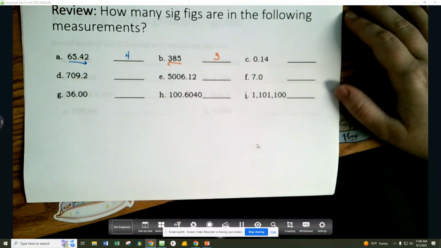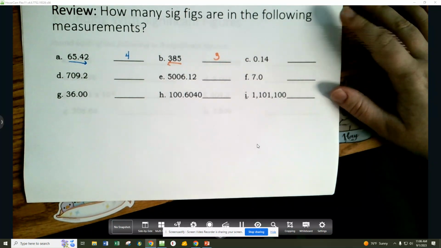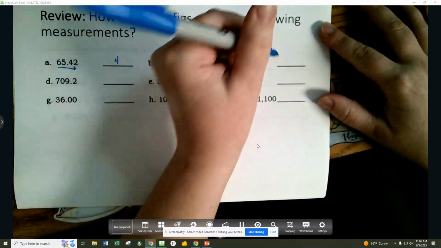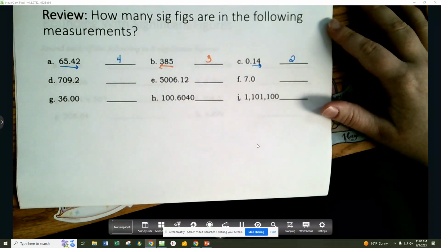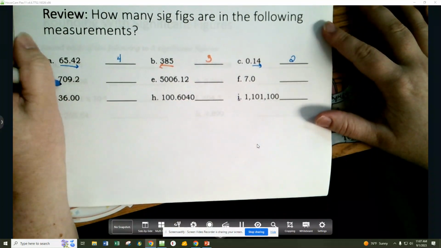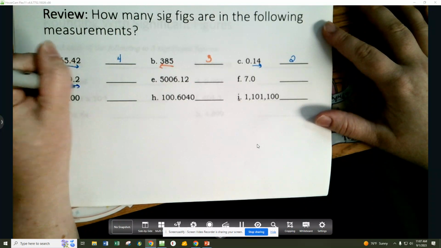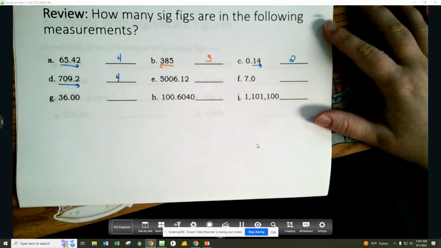In C, we have 0.14. It's going to use the Pacific rule. Again, as you read left to right, you start at your first non-zero. Therefore, this has 2. In letter D, we have 709.2. It's going to use the Pacific rule. So as we go from left to right, it has 4 significant figures.